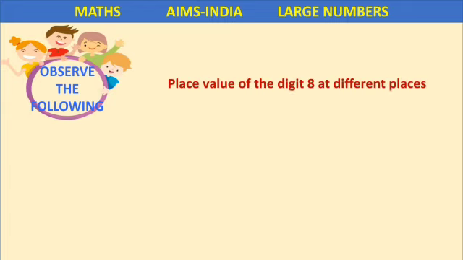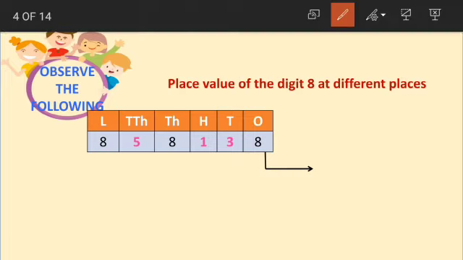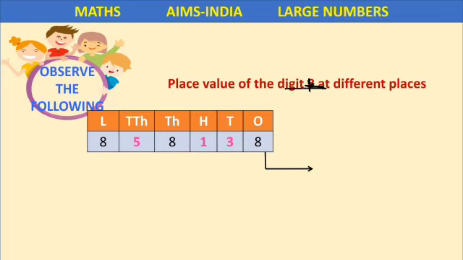Observe the following place value of the digits at different places. We will find out the place value of the digits at different places. Coming to the first digit 8, which is in ones place, what will the place value become? The place value will be the product of the face value and the value of its place. The face value of 8 is what, children? The face value of 8 is 8.